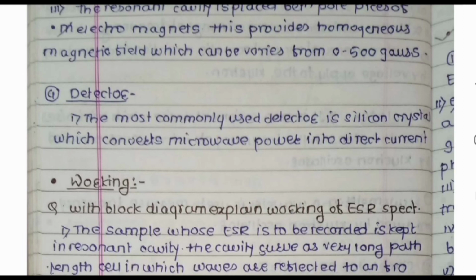So the last component is the display device. Once we have got the signal in the form of DC current, by converting the microwave radiation from the silicon detector into DC current, in order to observe this signal, the system is connected with display devices, various display devices.